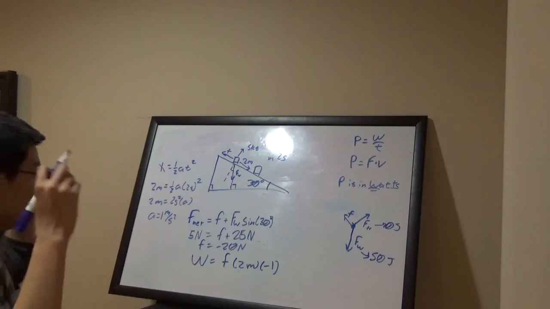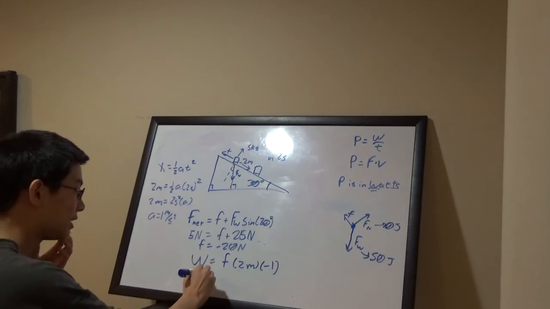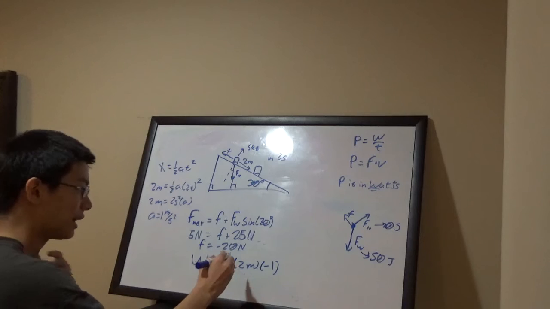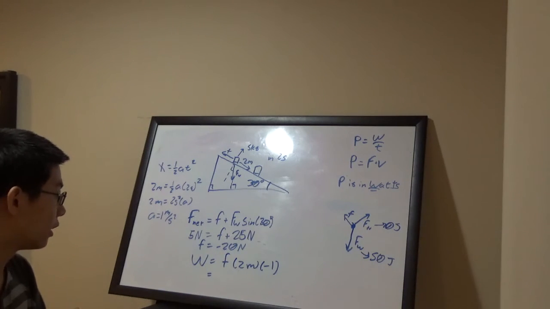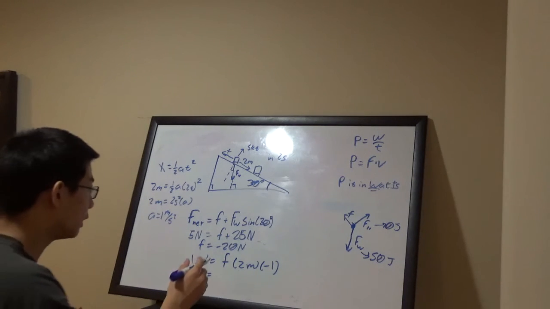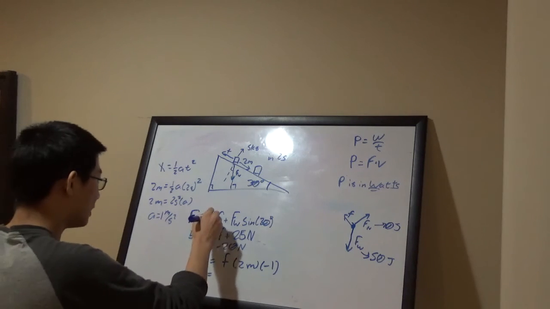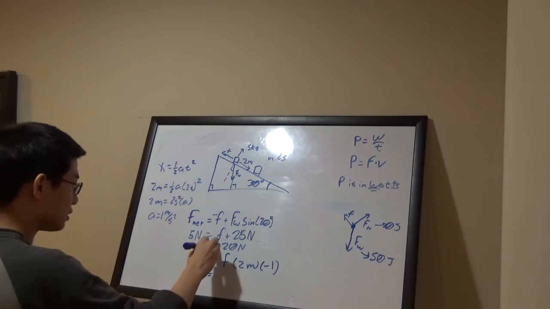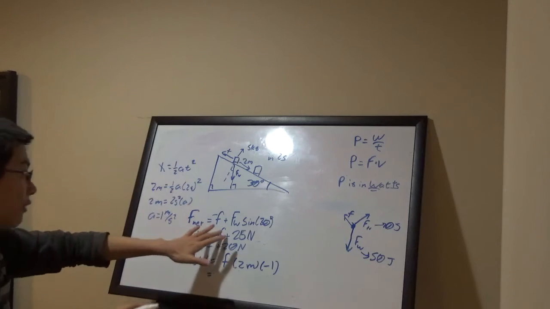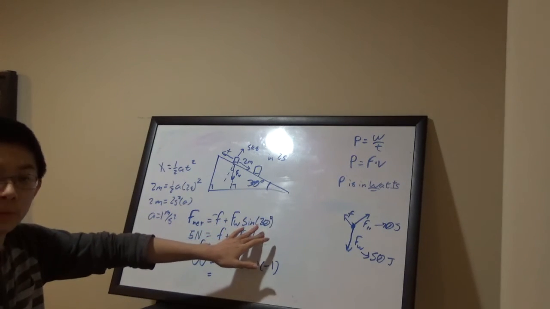And then we can finally plug it into here, and we get negative 20 times 2 times negative 1. So our work done, I messed up. This should be a negative F, sorry. So it's positive 20. It's negative F because F is in the opposite direction of Fw sine theta.